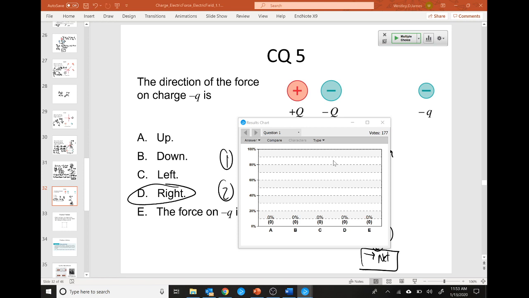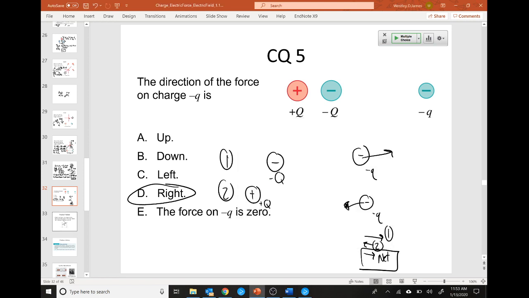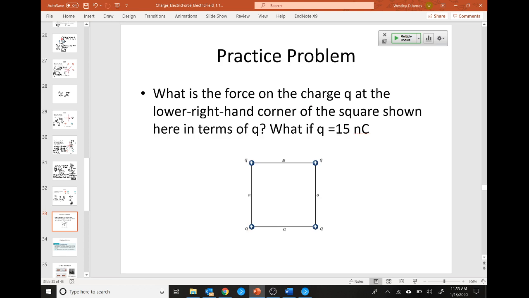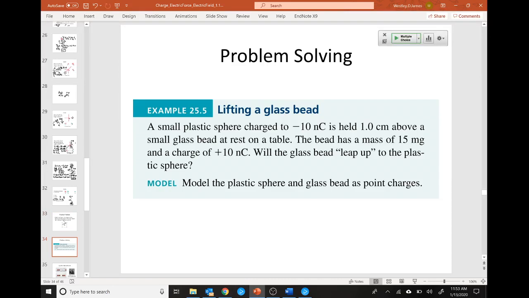So let me give you all the answer. Again, most of y'all got it right. Fantastic. Just make certain you understand the reasoning behind it. I'm not going to do this one because I kind of just did that one with the triangle. But if you want to do that on your own, please do.